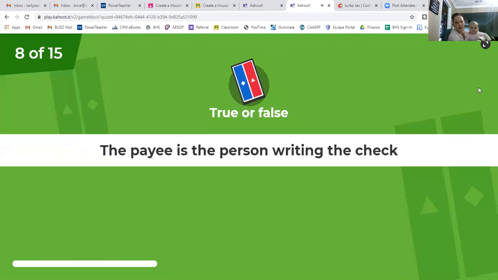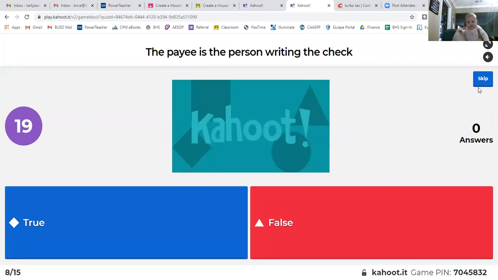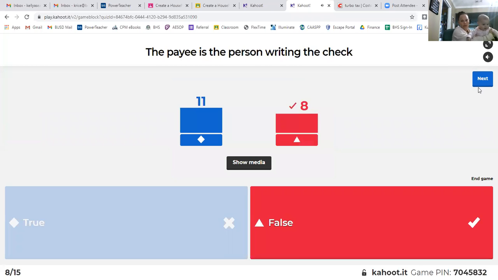True or false? The payee is the person writing the check. That is false. The payee is the person that is being paid. Did you write this check out to a person? Did you write it out to a company? That would be the payee.